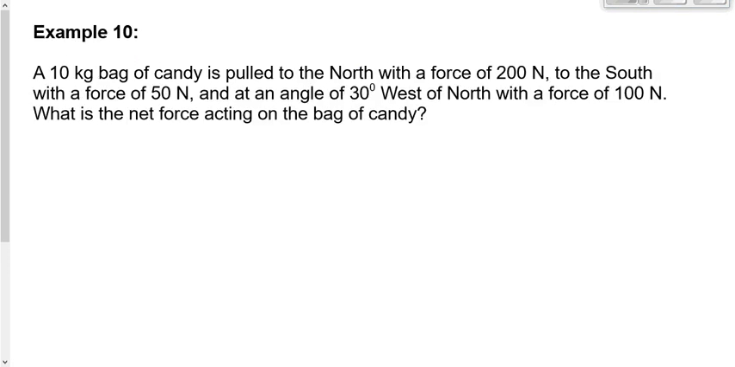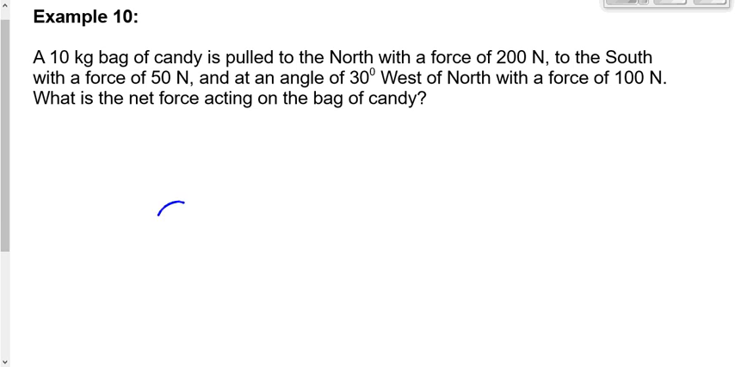The example is in your notes. Example number 10, it says a 10-kilogram bag of candy is pulled to the north with a force of 200 newtons, to the south with 50, and at an angle of 30 degrees west of north with a force of 100 newtons. What's the net force acting on a bag of candy? So I'm gonna draw the bag of candy here. It's 10 kilograms. It's pulled to the north with a force of 200 newtons. I'm going to call that F1. 200 newtons. It's pulled to the south with a force of 50 newtons.